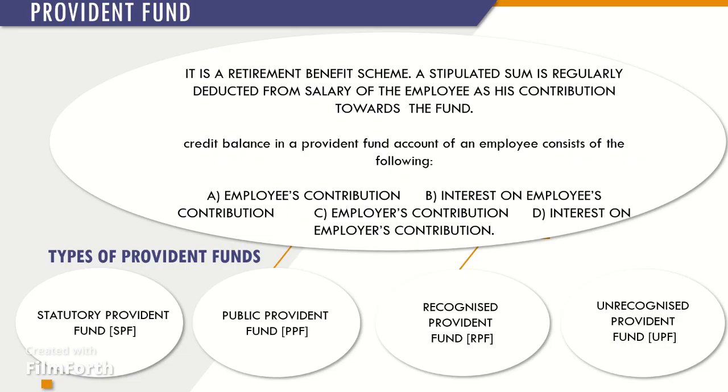Statutory Provident Fund, SPF. The SPF is governed by the Provident Funds Act. It applies to employees of government, railways, semi-government institutions, local bodies, universities, and all recognized educational institutions. Public Provident Fund, PPF. Public Provident Fund is operated under the Public Provident Fund Act. Membership of the fund is open to every individual, though it is ideally suited to self-employed people.